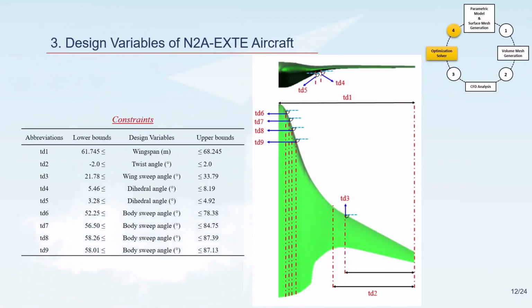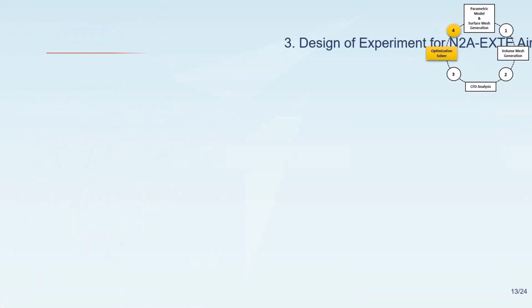Here you can see the geometrical constraints related to the aircraft geometry. We have a wingspan, twist angle, sweep angles. You can see the range of the design variables in the table and also the geometric representation of design variables in the figure. In total, we have 9 design variables used in the optimization process.